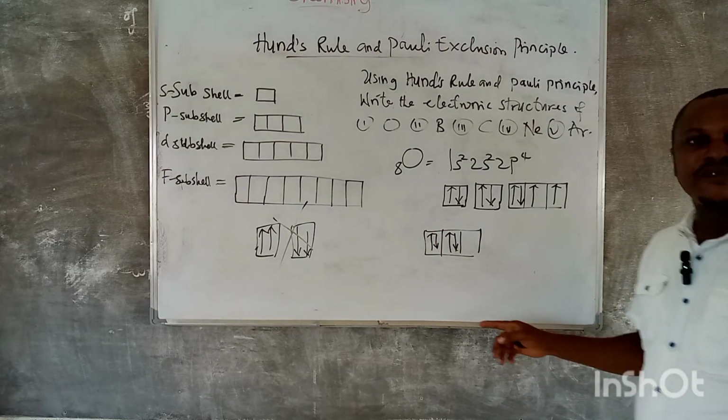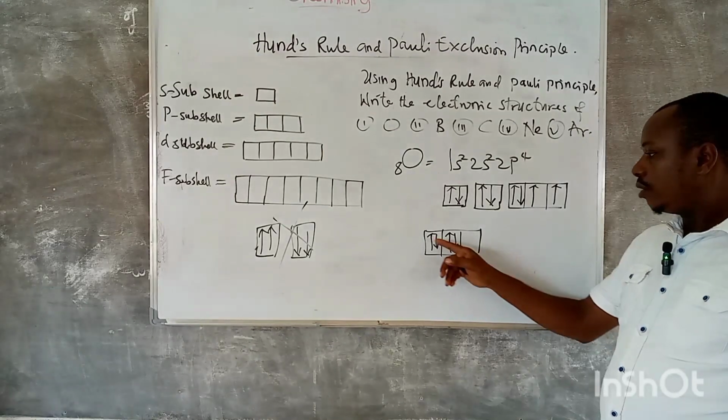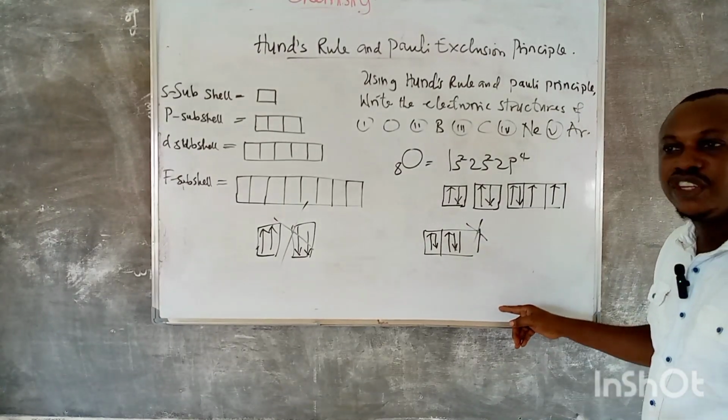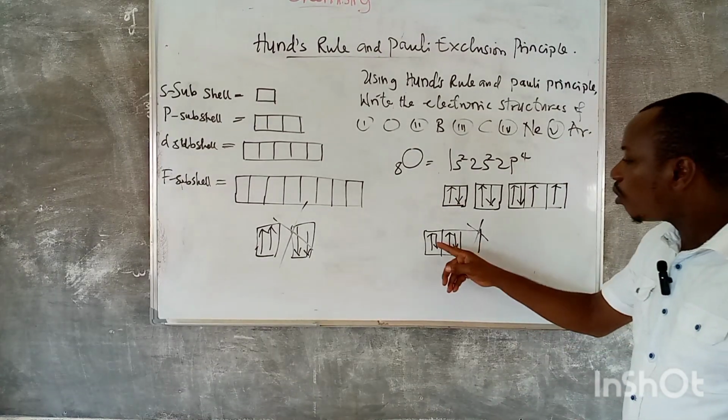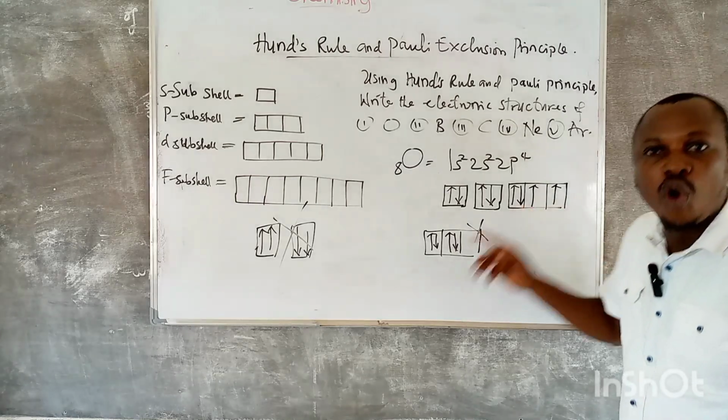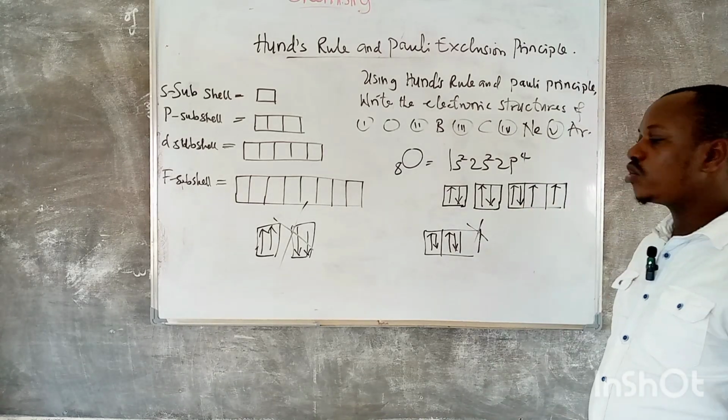After all, is it not the same 4 electrons occupying the orbitals? 1, 2, 3, 4. But it is wrong. Why? You have disobeyed Hund's rule. They must enter into that orbital one by one. If any remain, come back and pair. That is Hund's rule for you.